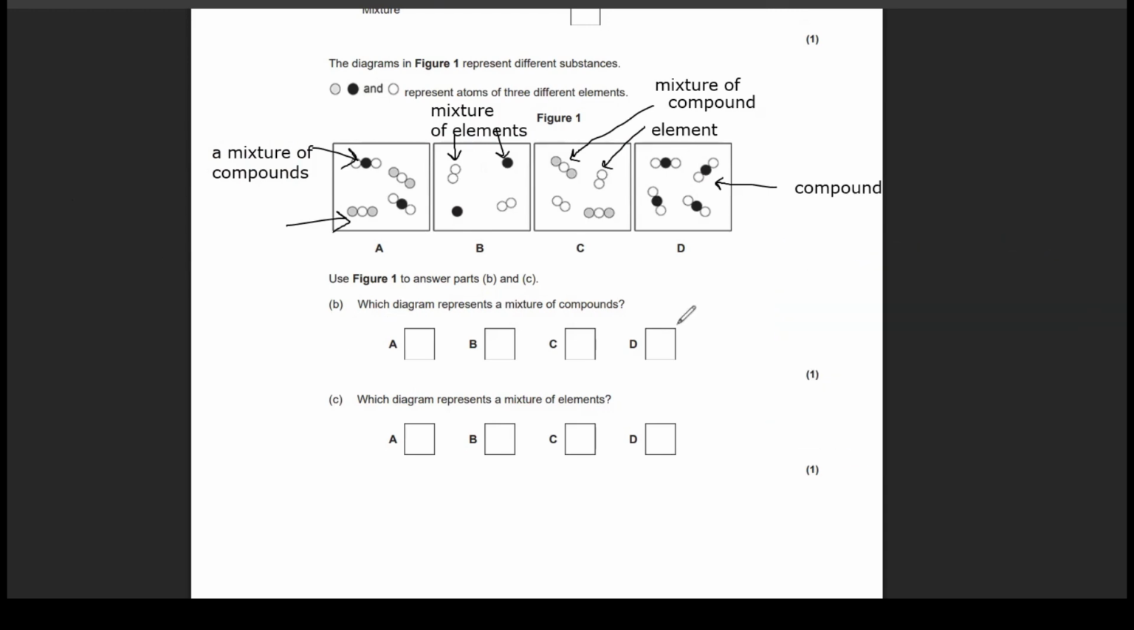Right, which diagram represents a mixture of compounds? It's this one, A. Which diagram represents a mixture of elements? It's this one, B. And that is going to get you both of the marks. Let's go.